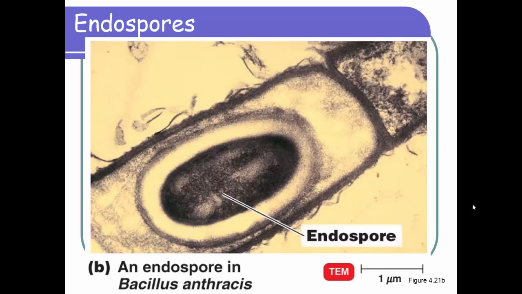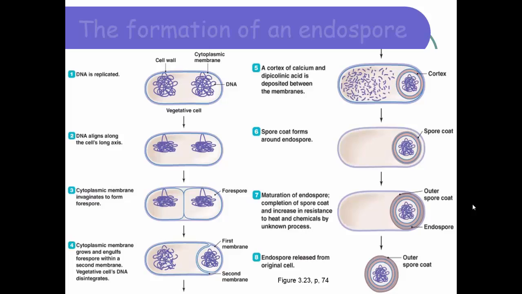Here's a very close-up of an endospore in Bacillus anthracis. This structure in the central part of this cell is the endospore. Eventually, the cell that forms the endospore will die because of lack of nutrients or other things in the environment, and the endospore will remain until the environment changes for the better.